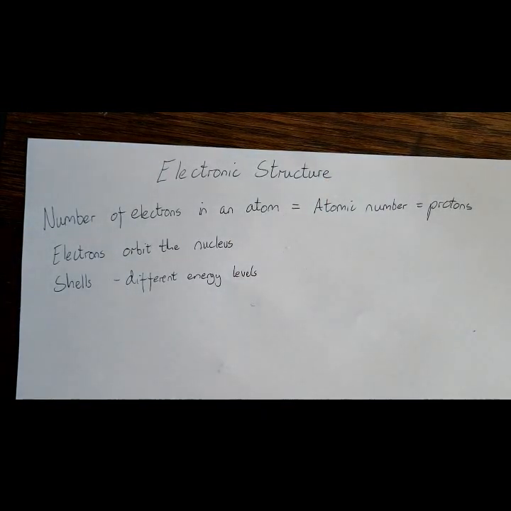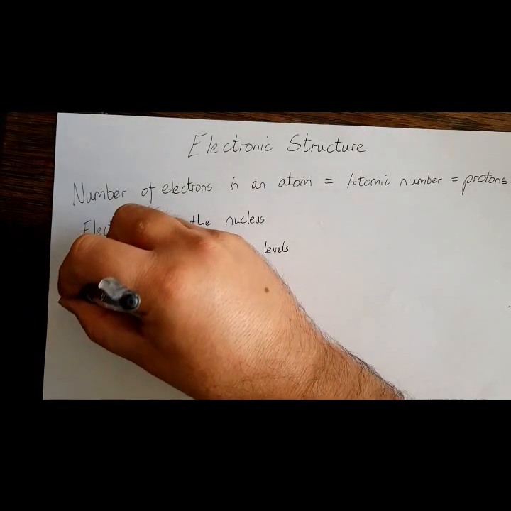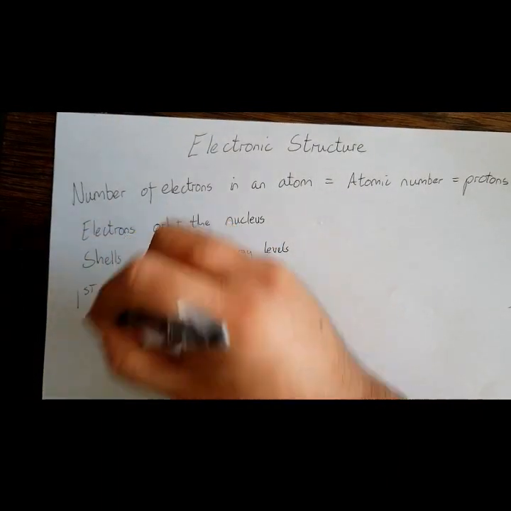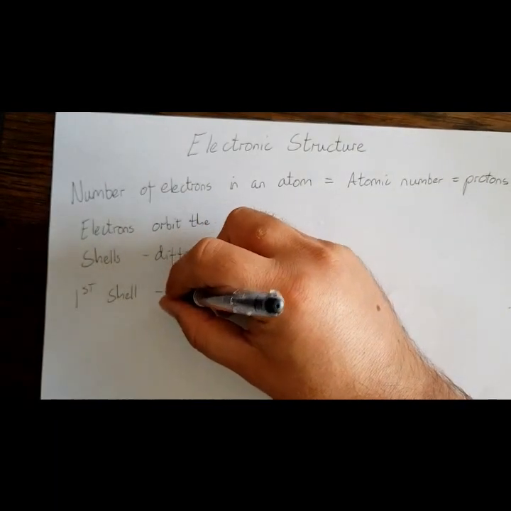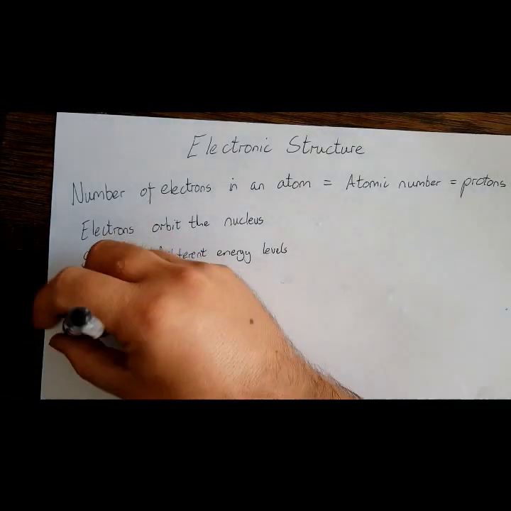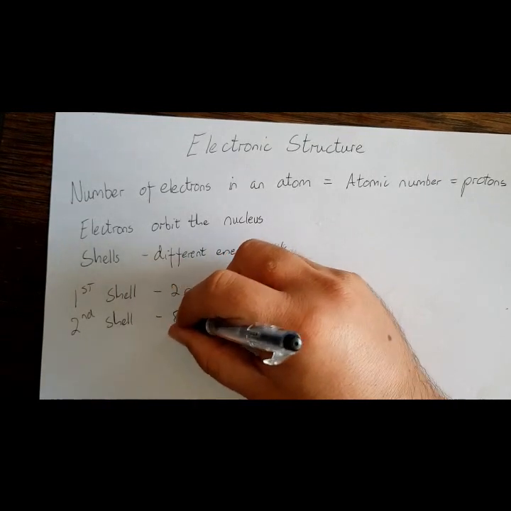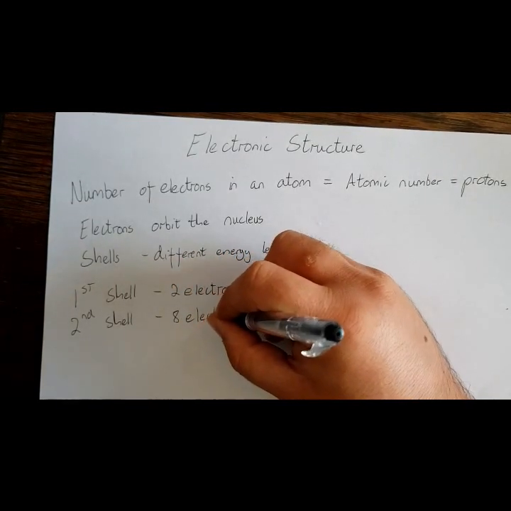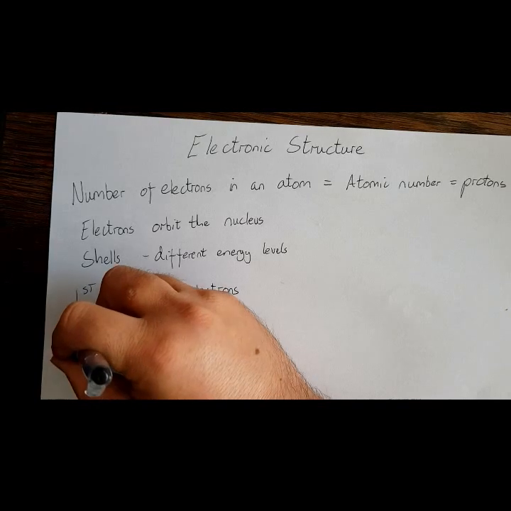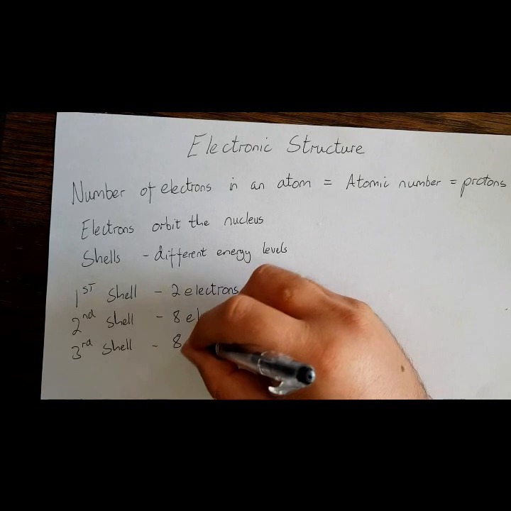And there is a very easy way of working out how the electrons are arranged in their shells. We have a very, very simple order. In the first shell, we have just 2 electrons. In the second shell, we have 8 electrons. And in the third shell, we have another 8 electrons.